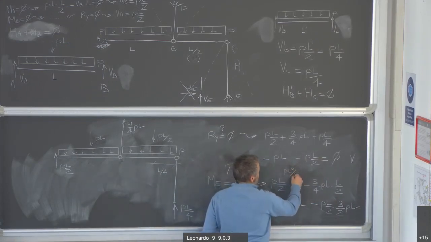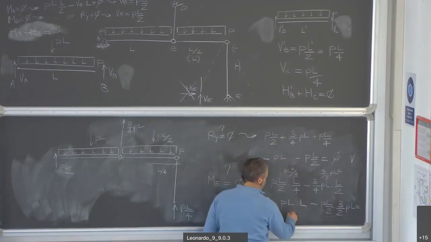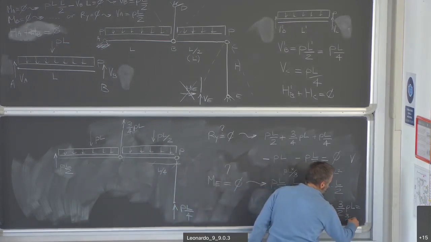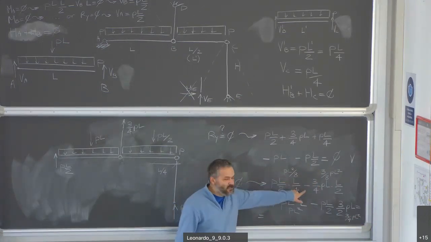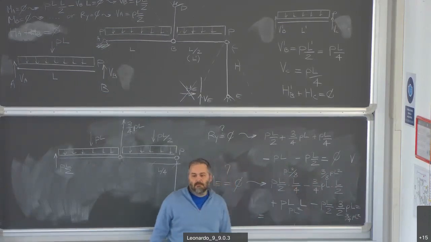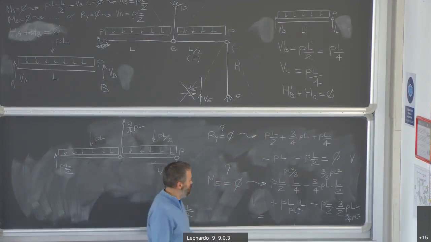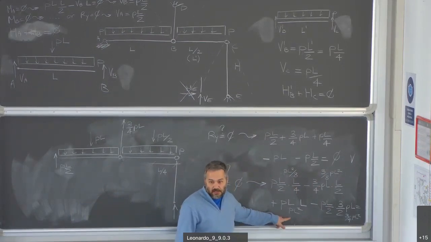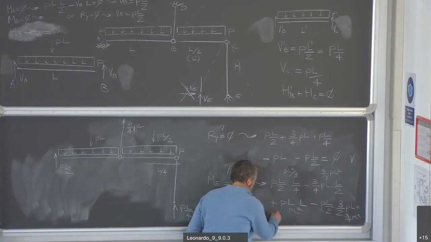This is PL squared divided by 8. This is 3/8 PL squared. This is PL squared. And this is 3/4 PL squared. So if you have PL squared divided by 8 minus 3/8 PL squared, it gives you minus PL squared divided by 4. Plus PL squared gives you 3/4 PL squared. Minus 3/4 PL squared gives you 0.